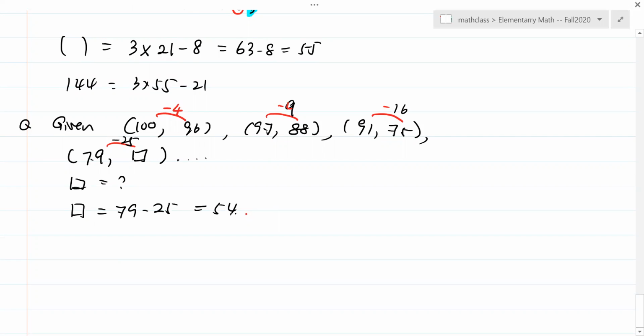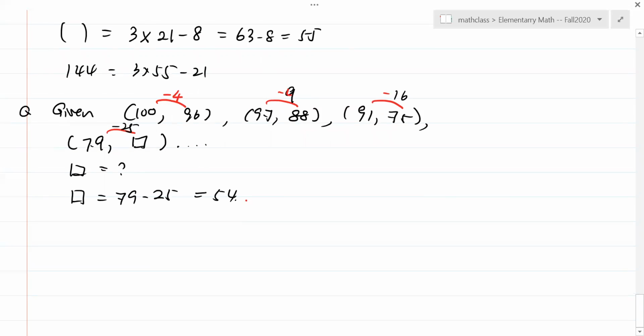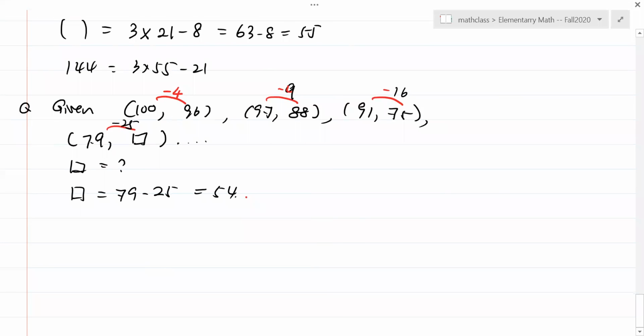All right, 54, yes. Yeah, so in each pair of numbers, there's a relationship. Usually we take a difference, okay? Those differences give you a sequence of numbers which are very special, 4, 9, 16, 25, right?